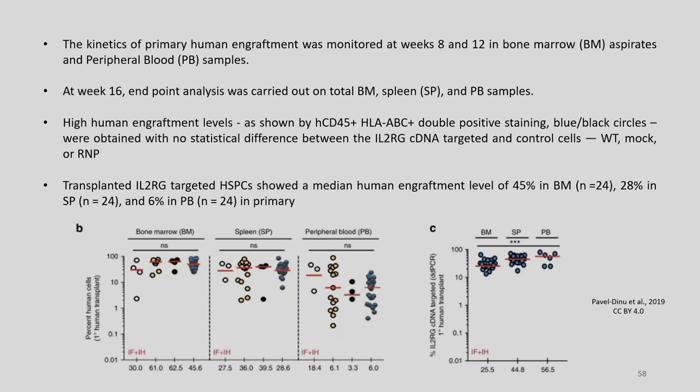High human engraftment levels, as shown by hCD45 plus HLA-ABC plus double positive staining, blue and black circles, were obtained with no statistical difference between the IL2RG cDNA targeted and control cells, which are wild type, mock and RNP or RNP transplanted. IL2RG targeted HSC species showed a median human engraftment level of 45% in BM, 28% in SP and 6% in peripheral blood samples.